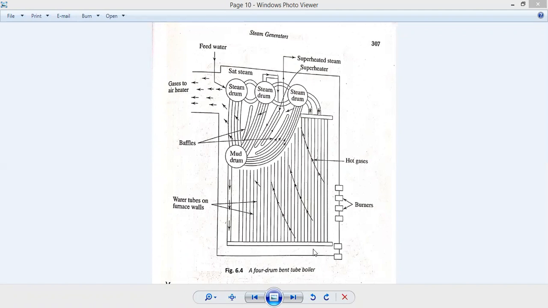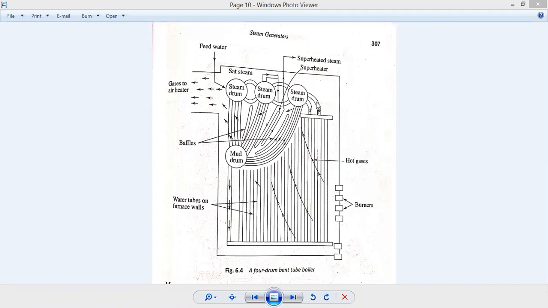Hot gases are supplied to these tubes, and the bent tubes are so bent that they can enter and leave the drum radially. So it is bent around the radius of the drum itself. There is no requirement for any riser or other members like riser or economizer, etc. Riser and downcomer, they are all directly coming inside the drum itself and going out of the drum by means of the bent surface.